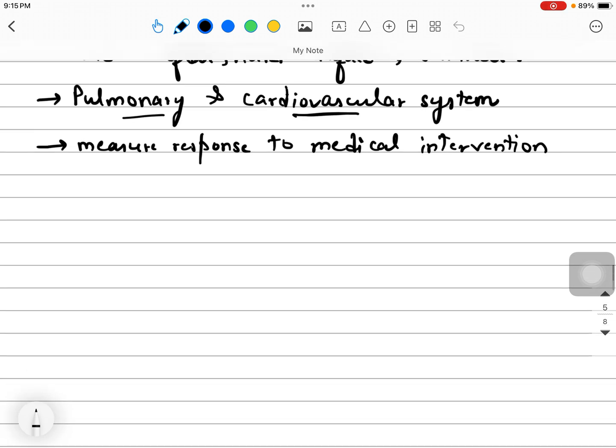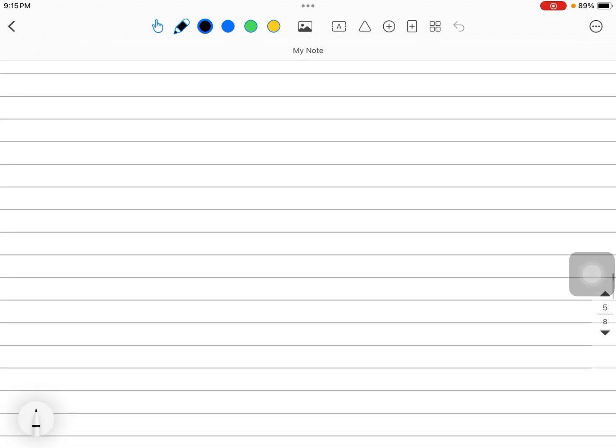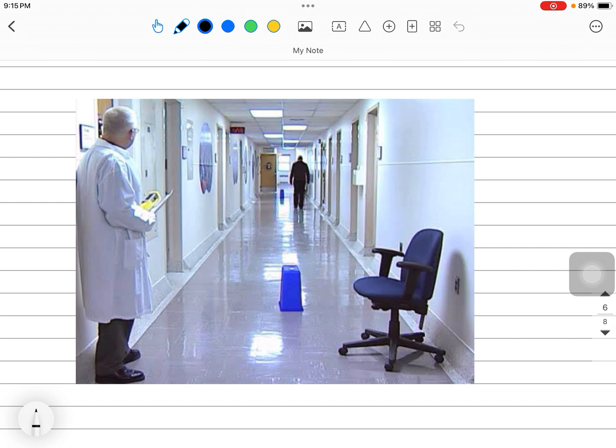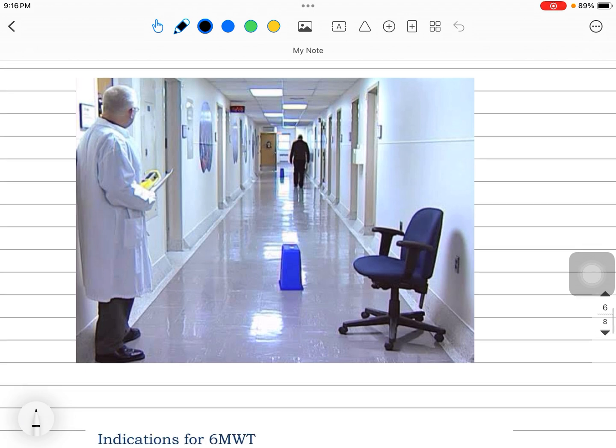Now coming to the procedure, how to do it. I think this image would be better for us to understand how we are doing it. It should be performed indoors only, so in your hospital, in your clinic, in your setup, we can very easily do this test. This can be performed indoors along a long flat, straight corridor, which you can see over here.